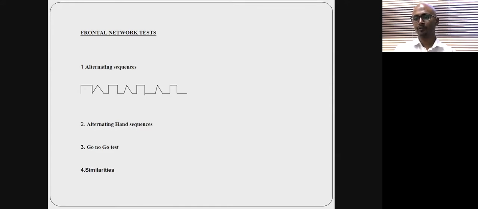So we do something called a go/no-go task, where there are various ways of doing it. The simplest way is to ask the person to tap on the lap or on the desk. If you tap once, the person should tap twice, and if you tap twice, the person should not tap at all. You will find that patients who have an inability to inhibit their responses will continue to tap even when you're telling them the cue is not to tap.